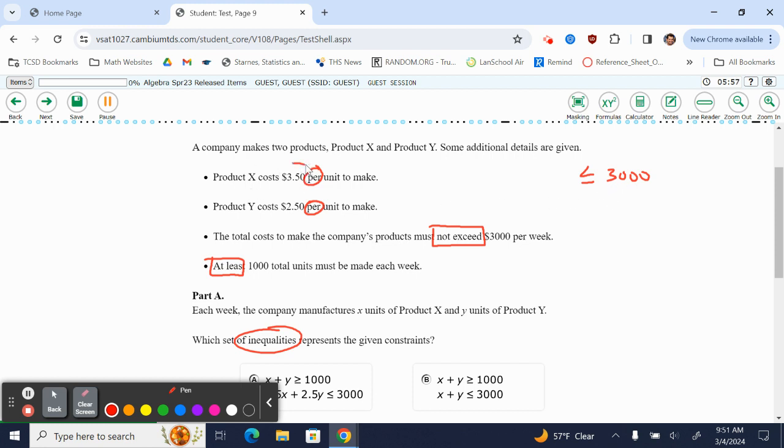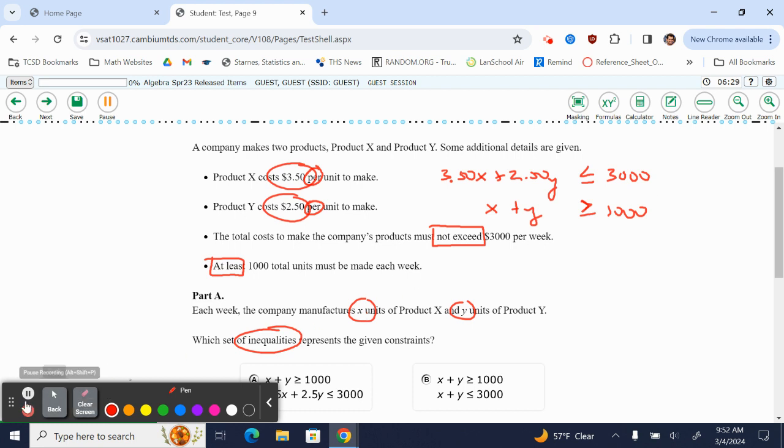Now that comes with the 350 and the 250 that it costs to make each product X and Y. So we put the 350 next to X and the 250 next to Y. Now the at least means you must be greater than or equal to that number. When you see at least, that's the smallest amount. So the smallest amount to be made is 1,000. Since we're just talking about the units, that's just X and Y. So there's your 2 inequalities.